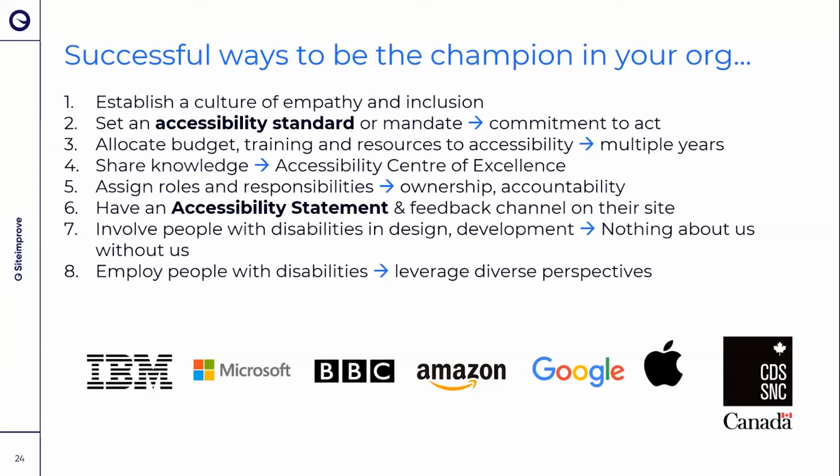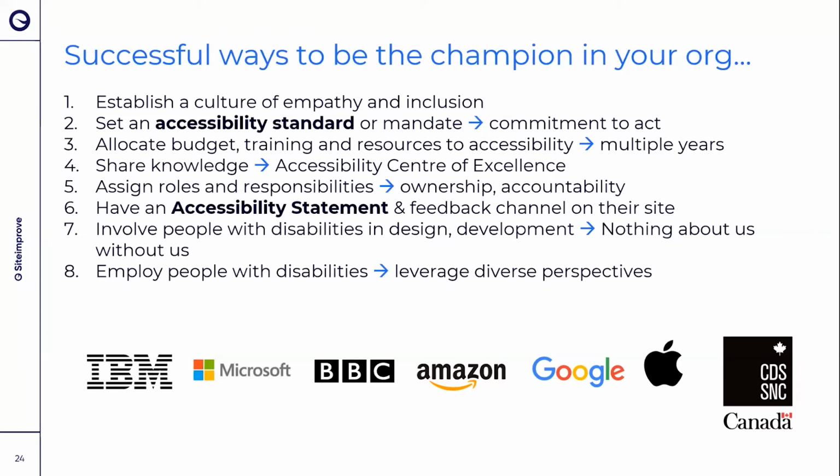They set up an accessibility standard for themselves. So let's say we're going to meet WCAG, the Web Content Accessibility Guidelines, version 2.1. Of the 3 levels, A, AA, and AAA, let's say AA. That's usually the norm. We're going to commit to this. We're going to allocate budget, training. We're going to enhance our skill set. We're going to create a center of excellence.